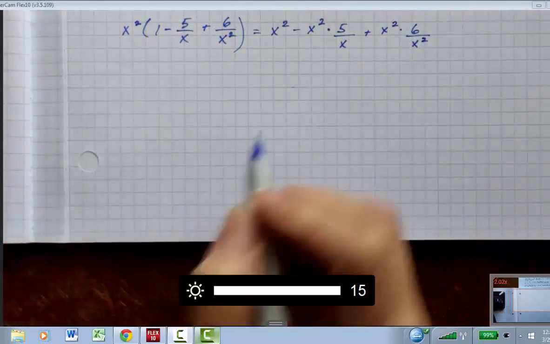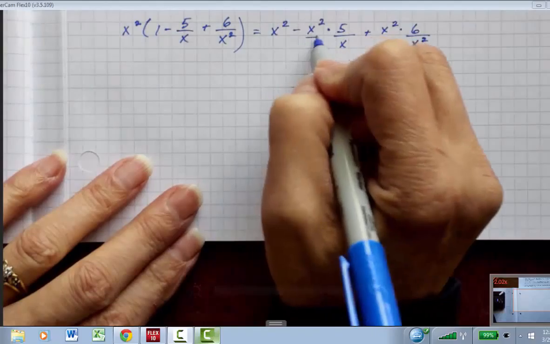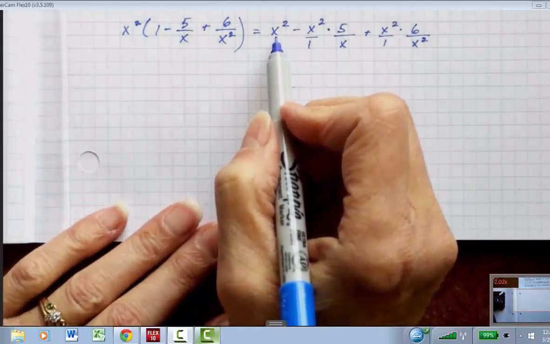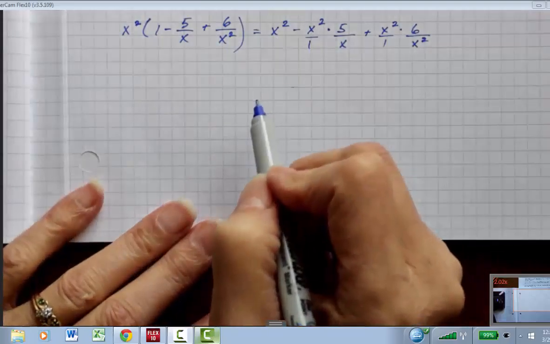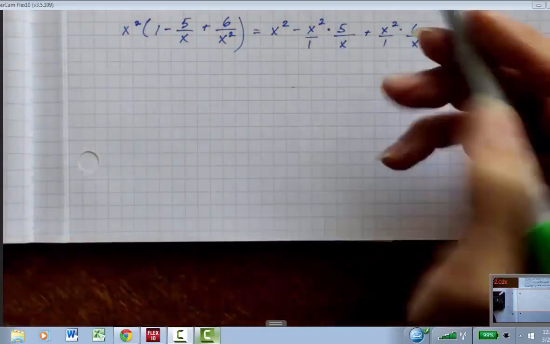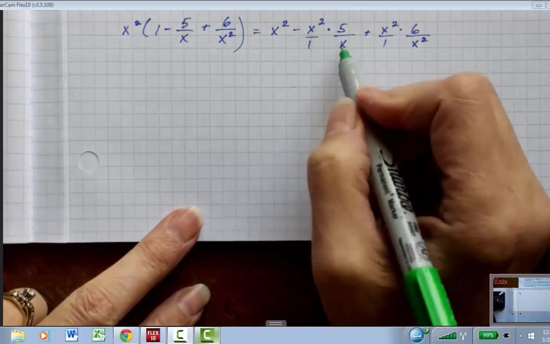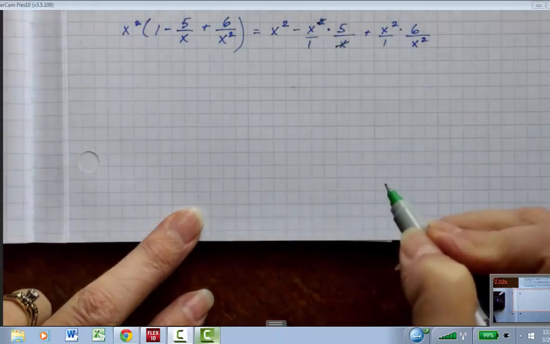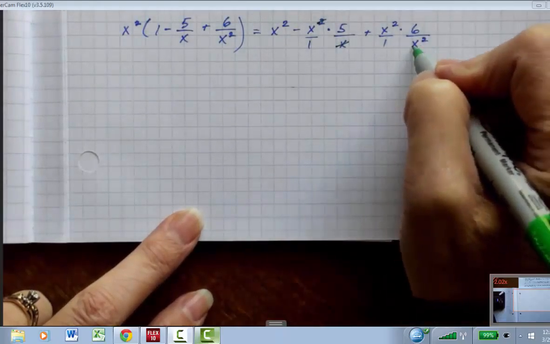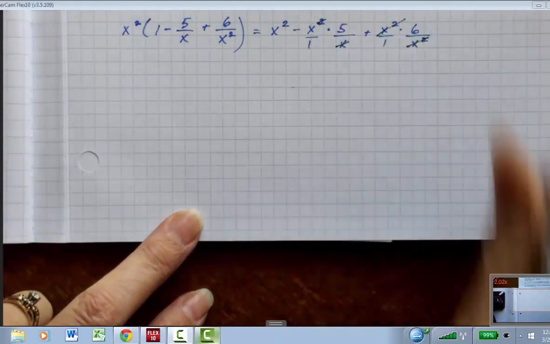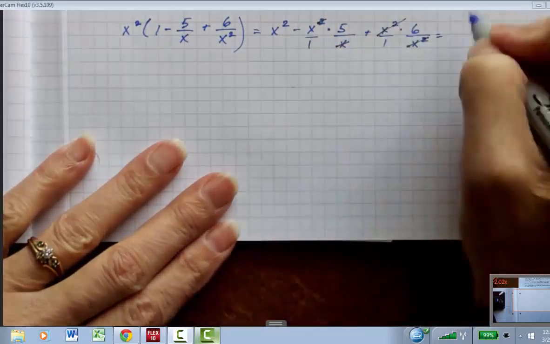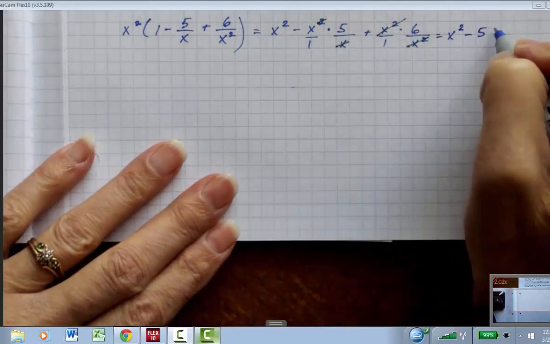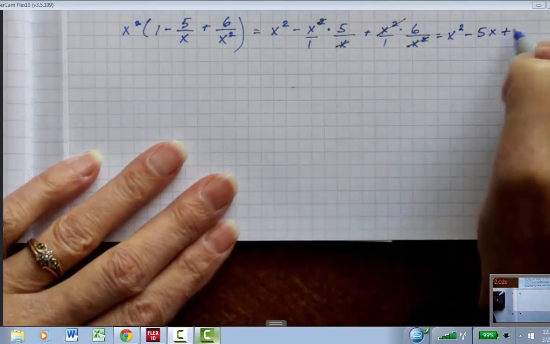Now it might be helpful for you to write your x's when you're multiplying these with fractions as x squared over 1. This first one I'm not multiplying times a fraction, so I don't need to worry about that. Then I'm going to look for like factors. Well, I have a common factor of x in each of these, so I can cancel out 1 here, and I'm going to cancel out 1 here. And then I have x squared here, and I can cancel that out with x squared here. So now simplifying, I end up with x squared minus 5x plus 6.